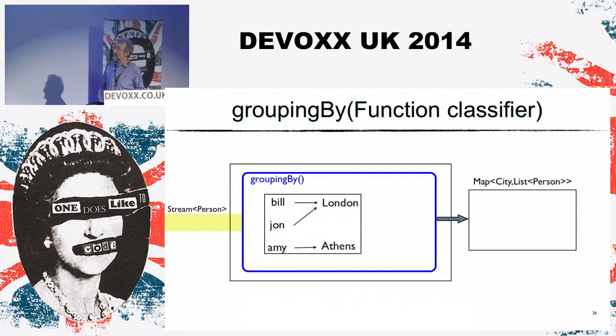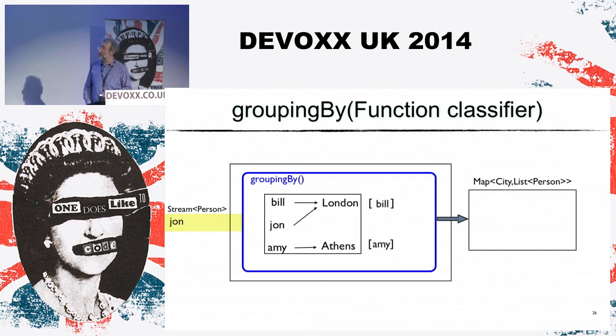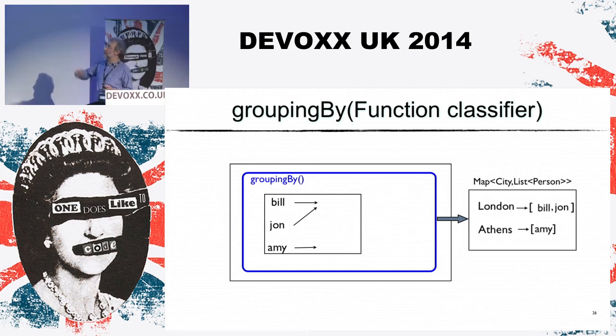It's a little bit more complicated. So here we've got a classification mapping. Bill and John live in London, and Amy lives in Athens. And so here comes Bill, and he lives in London. He goes into that list. And Amy lives in Athens, so she goes in that one. John lives in London as well, so he goes in that. Now, they're put by default into a list, one list for each element of the range of the classification mapping. And finally, what it spits out when the stream is exhausted is the map from city to list of person.